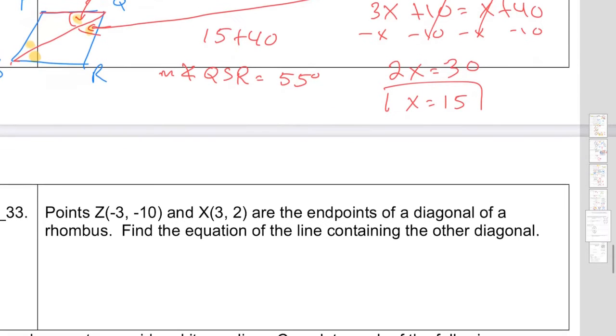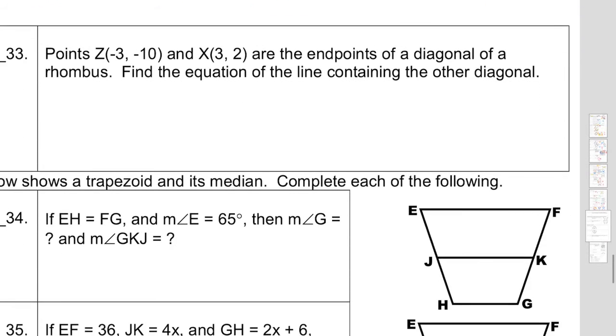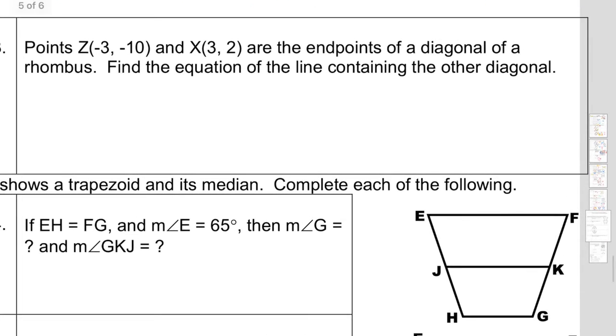Alright guys, so moving on to questions 33 to 39, starting with 33. Question number 33 is a little doozy. They're giving us two points, point Z and point X, and they're giving us the coordinates of Z and X. And they're telling you that they are the endpoints of a diagonal of a rhombus shape.